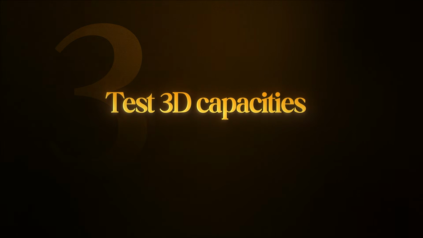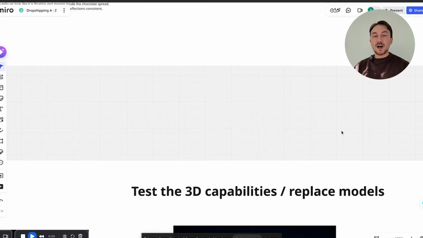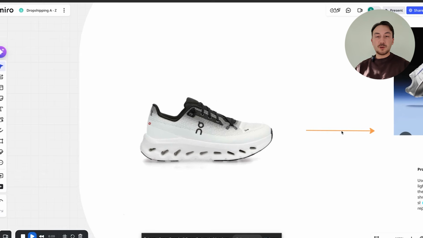Third image. I want to test the 3D capacities and replace a model. Why is this so good? In the past, you needed to hire somebody to make a 3D rendering image for you for a product. Now this would take a lot of time and money. It has never been as easy because now you just upload it in the tool, you ask for a different angle and you get it. Maybe you guys know the shoe.